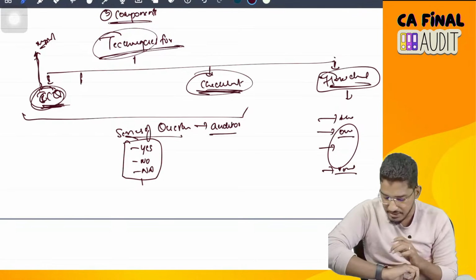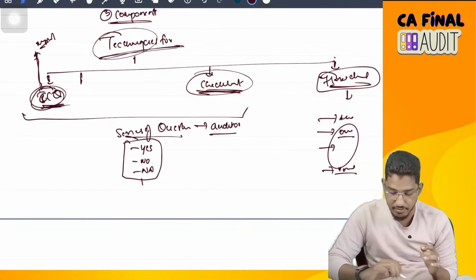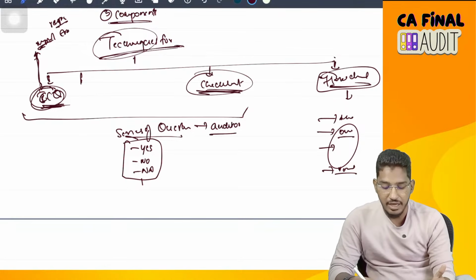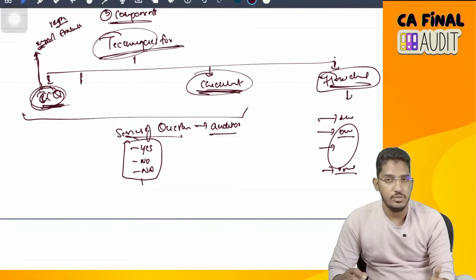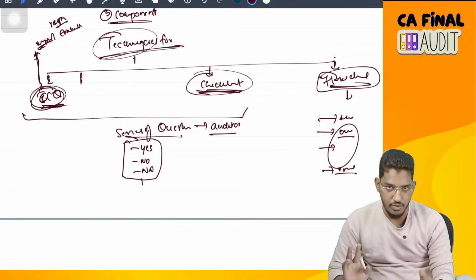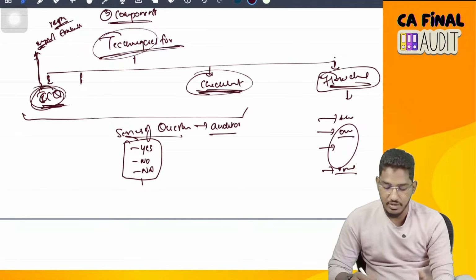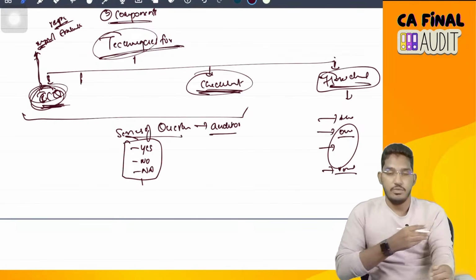On the basis of the responses I have got, I will try to evaluate whether the controls are operating effectively or not. So that I call the internal control questionnaire.